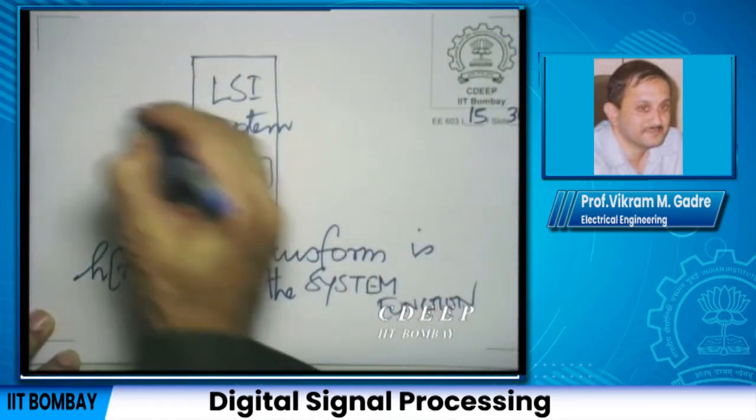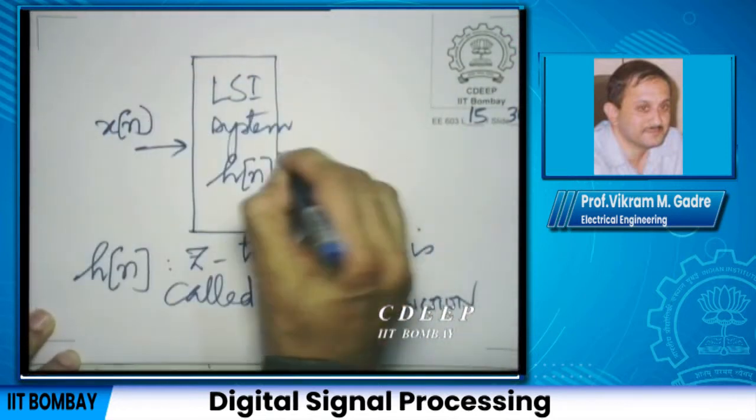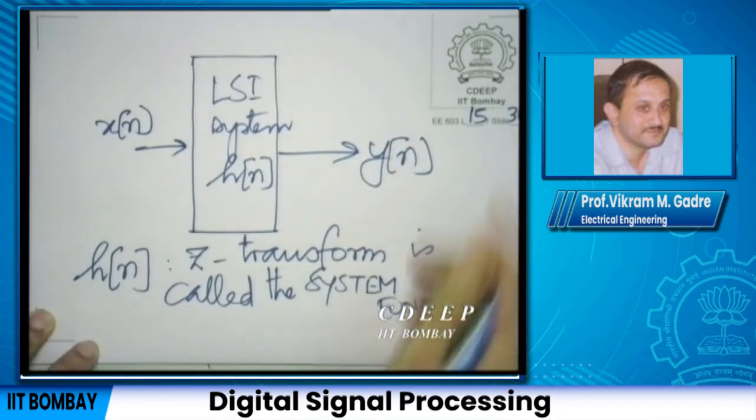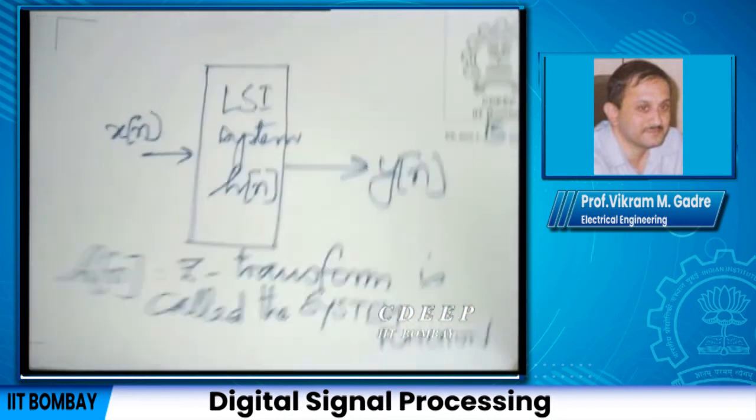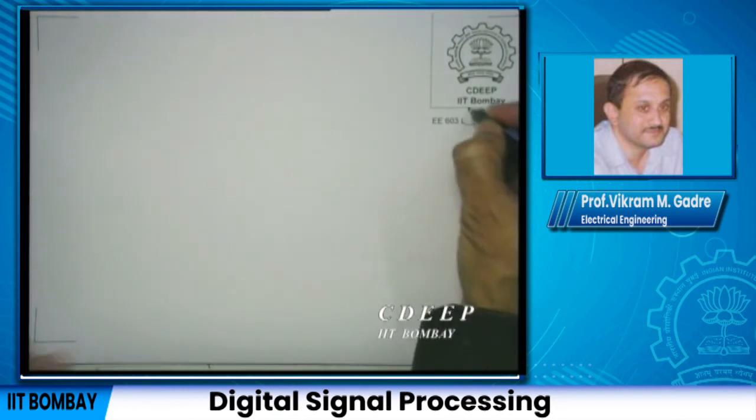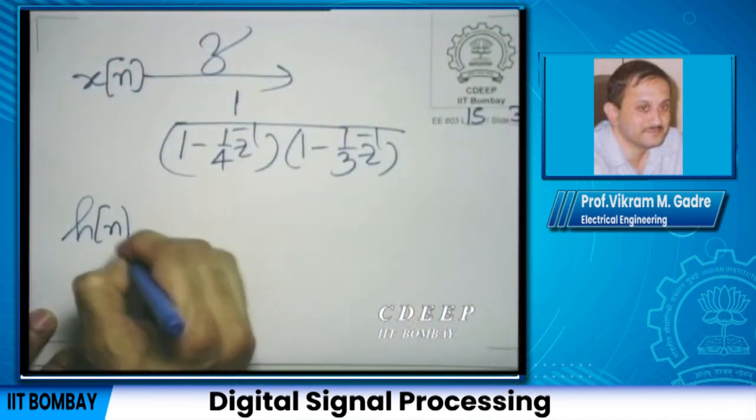Now, with that observation, let us take an example of an xn being given to the LSI system to produce yn, and let us take a specific example of xn and hn. So, we have, take xn to have the Z transform, let us straight away work in the Z domain. To have the Z transform 1 by 1 minus 1/4 Z inverse, 1 minus 1/3 Z inverse, and Hn to have the Z transform.